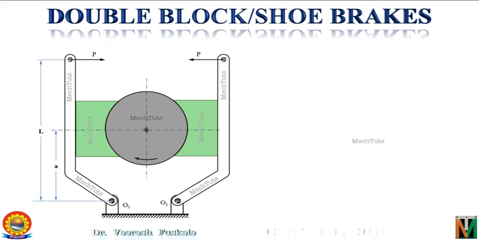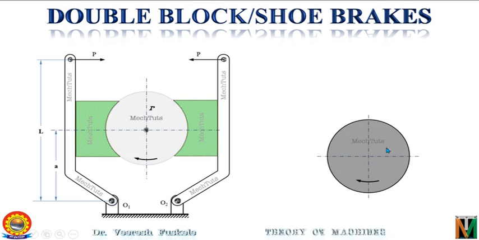Now let's see the forces and try to draw the free body diagram. This is the drum which is rotating in the clockwise direction. So as discussed earlier in the case of single block brake, here there is a block and lever on the left side and there is a block and lever on the right side, and the force is applied from the left side also and the force is applied from the right side also. So there will be a normal radial force on the drum from the left side, which is N1, and as a reaction to this normal radial force there will be a normal reaction on the block as shown here.